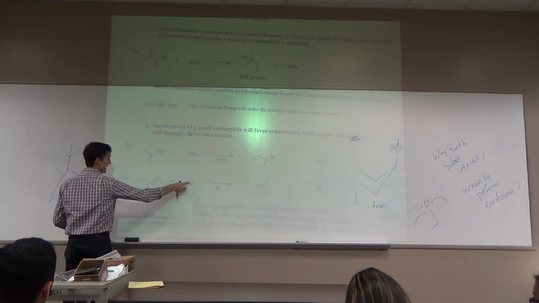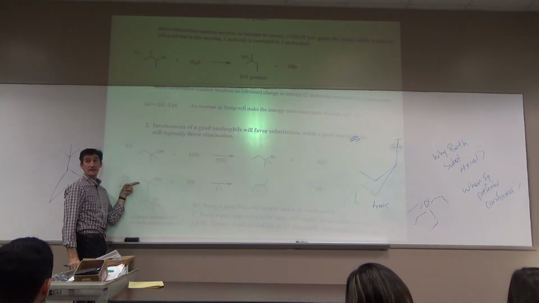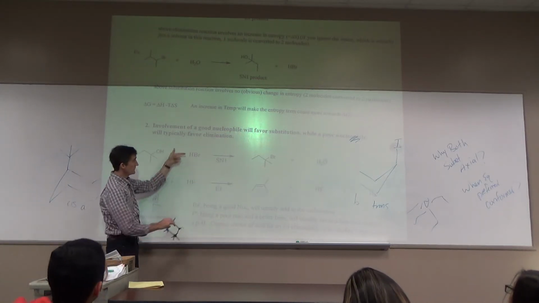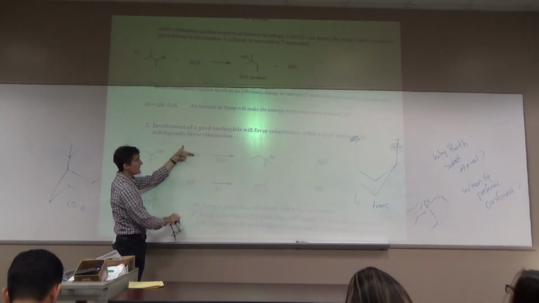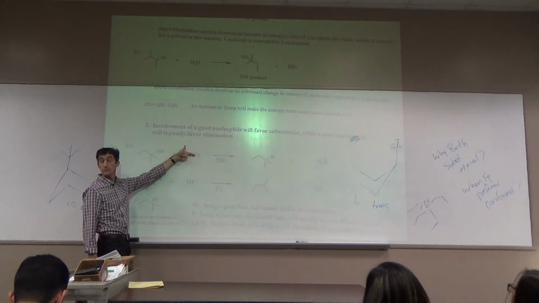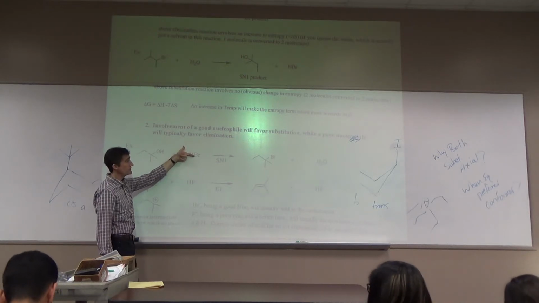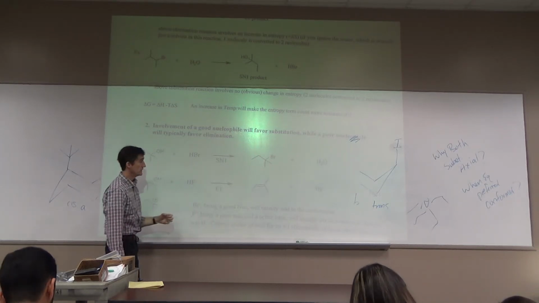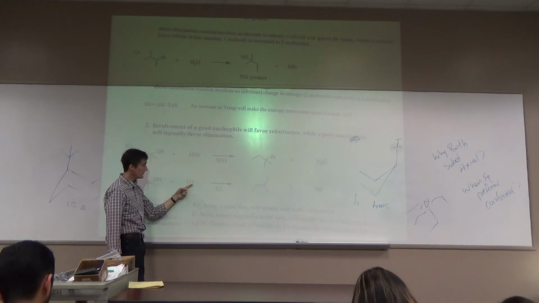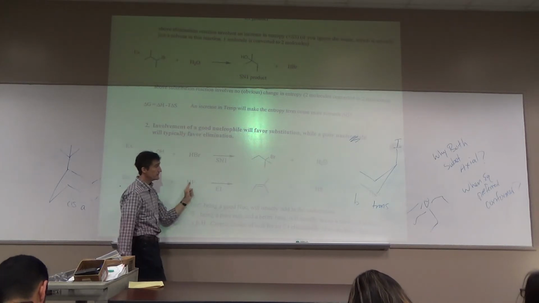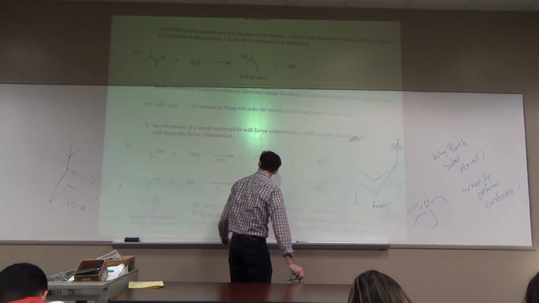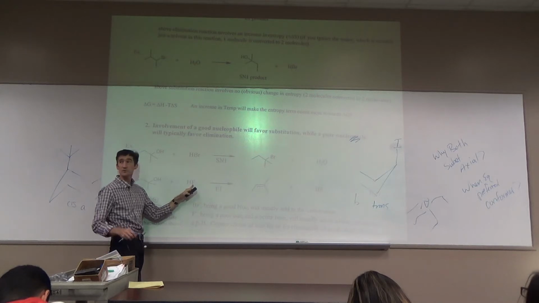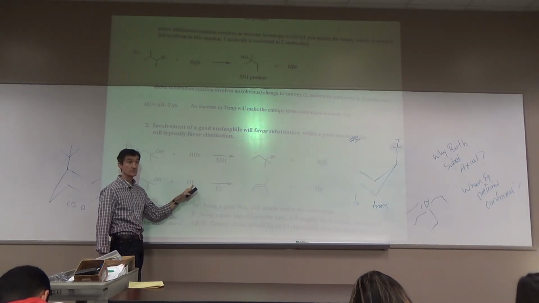But if you do this with HF, it will more likely give the elimination product by an E1 mechanism. Why? What's the difference? Br minus versus F minus. Br minus is a better nucleophile. We stated that earlier. Better nucleophiles will favor substitution products. They will act as nucleophiles. F minus is a worse nucleophile, tends to favor elimination. F minus is also a better base, so F minus prefers to act like a base and take an H.